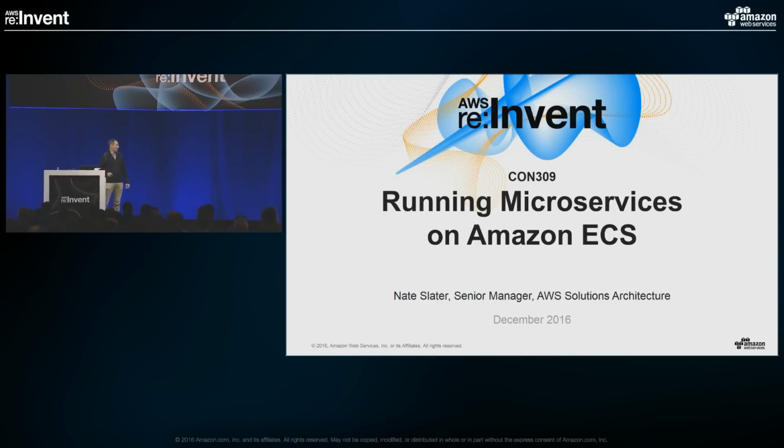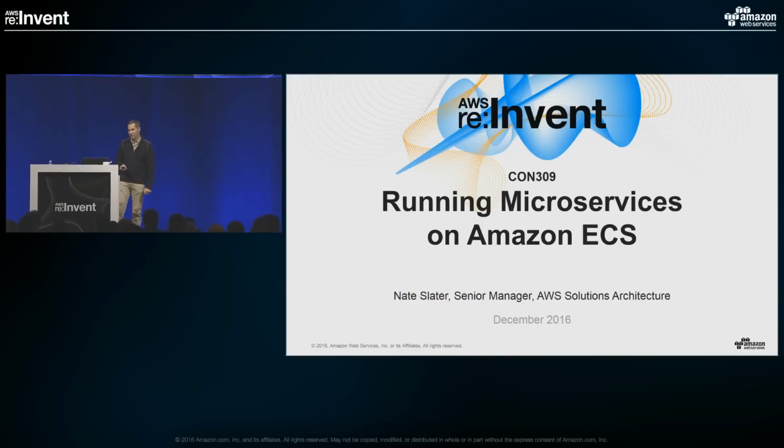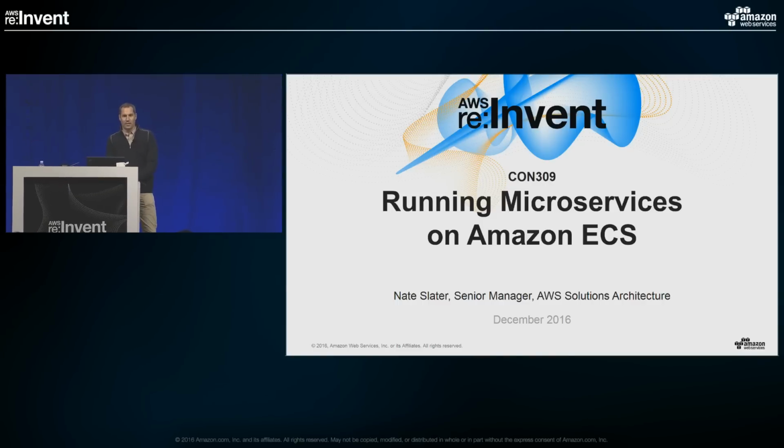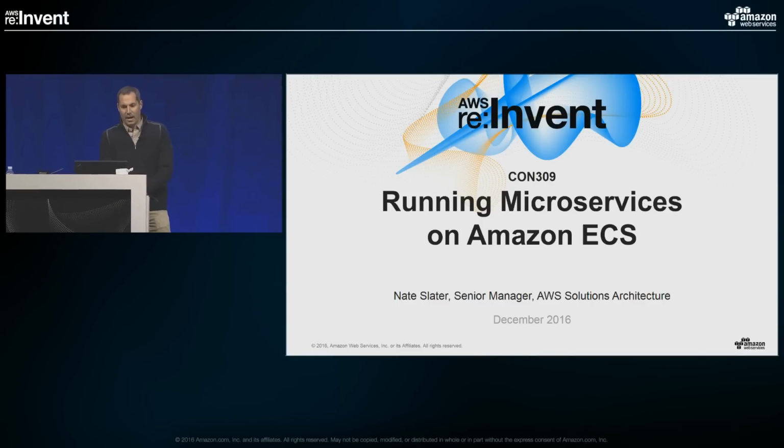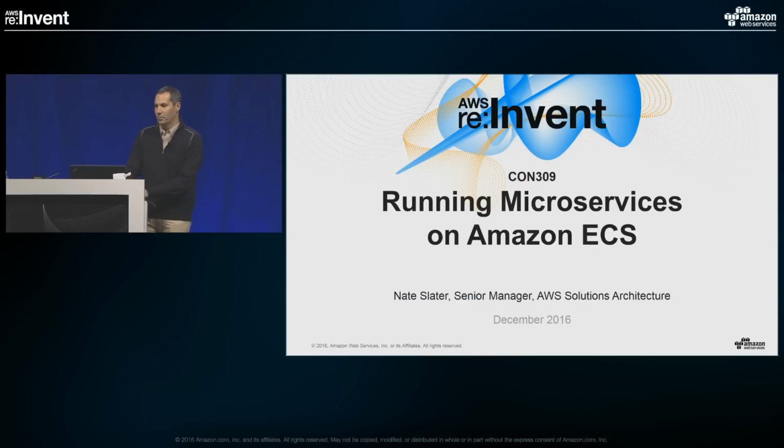My name's Nate Slater. I'm a senior manager in the AWS Solutions Architecture team. I work in the San Francisco Bay Area. We're lucky enough to have one of our premier customers in the Bay Area, Instacart, joining us today to talk about how they've been able to use the Amazon ECS service in their environment. We're going to be talking about running microservices on Amazon ECS. And with that, I'll jump right in.